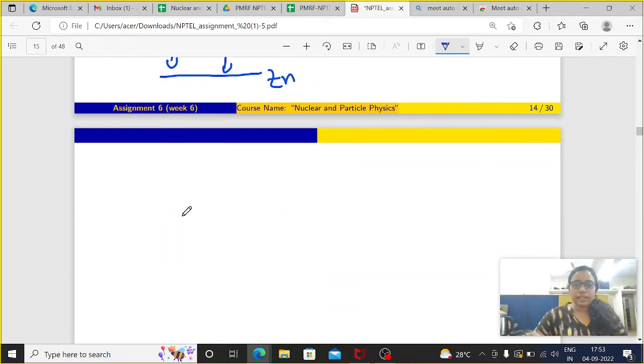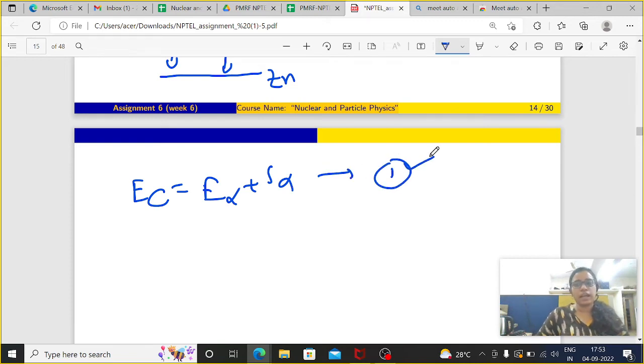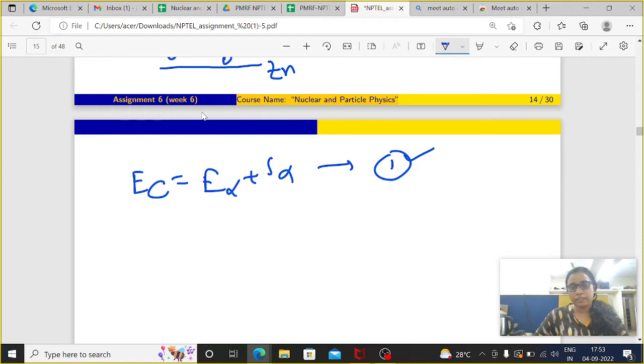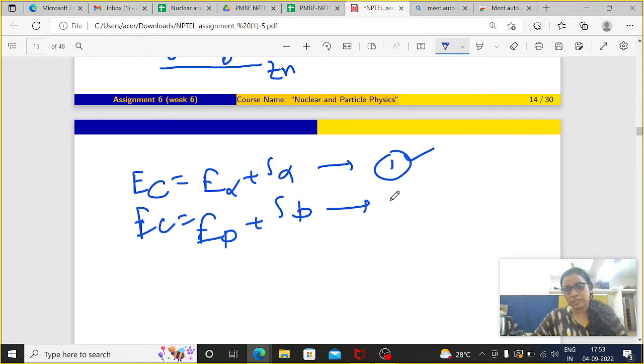Now what they have written is like that: EC, as I already know, equals E alpha plus S alpha. For this first one, I am talking about E alpha plus S alpha. Why? For the first one, the projectile is alpha, so that's why. And for the second one, what is that? EC equals EP plus SP. P is the proton. Okay. So these things are there.